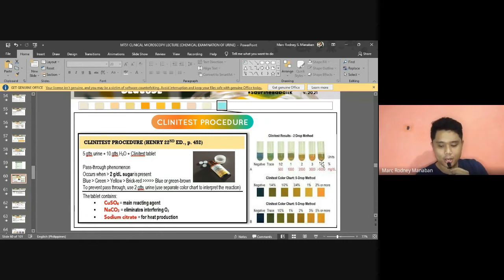And here is your color chart. Again, the color chart for the 2-drop method is different. The color chart for the 5-drop method is different. All right, so that's for the clinical test procedure.